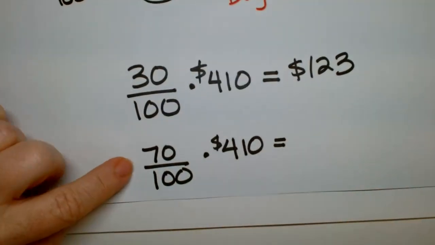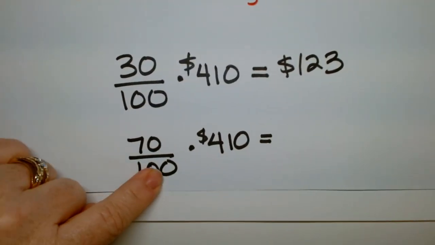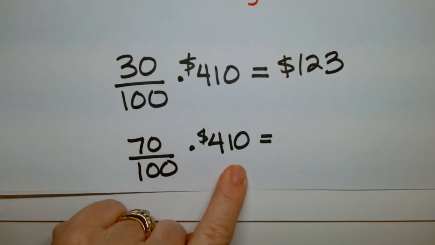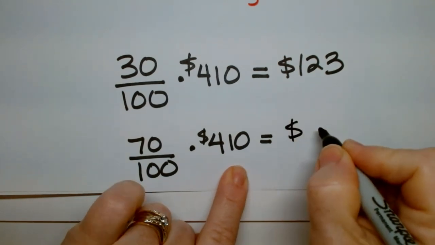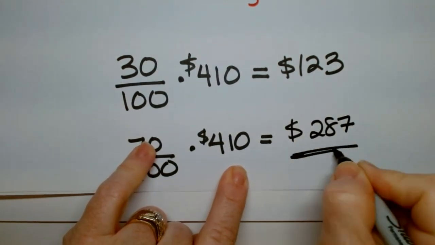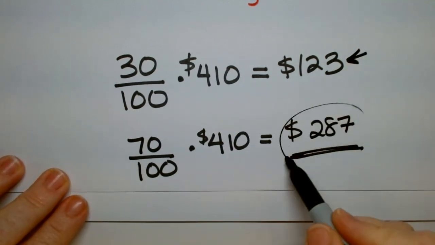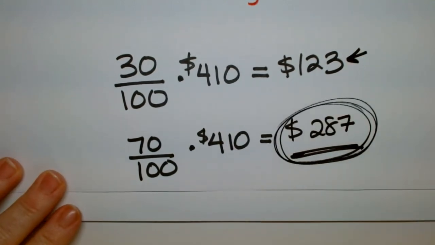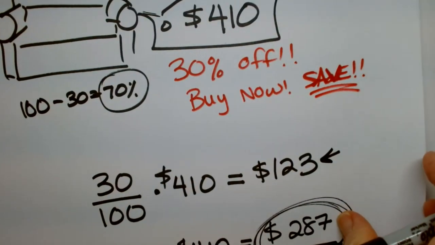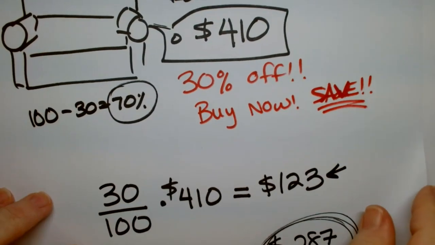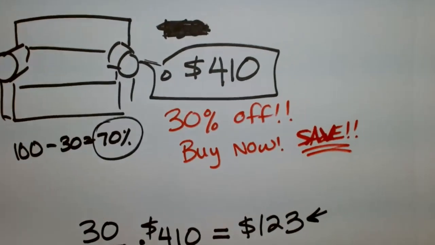70% written as a fraction is 70 over 100. Multiply that by 410. You guys tell me, what do you get? Do you get 287? Excellent. That's the price of the couch. This is how much you don't have to pay, but this is the amount they're going to charge you. Yay! Big old smile if this is starting to make sense. Love it, love it, love it.